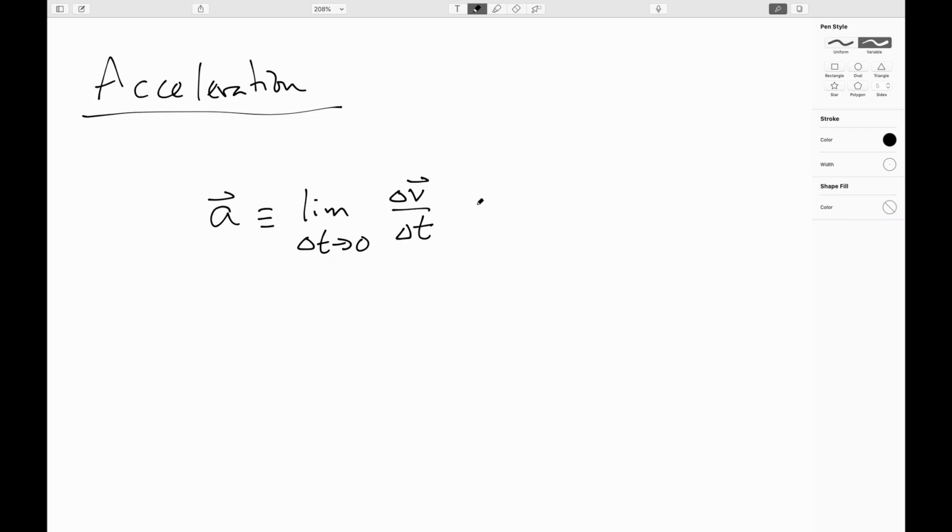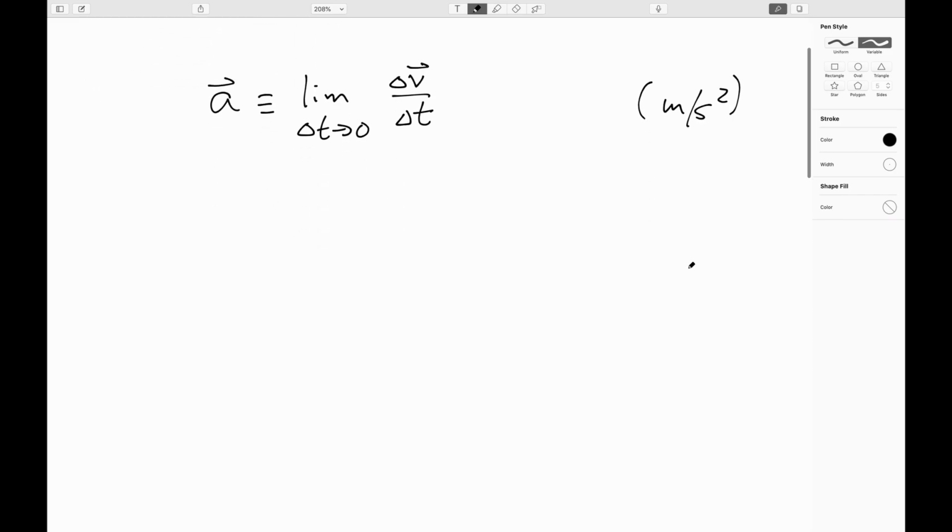So the dimension of this is going to be length per time squared. So typical units would be things like meters per second squared, for instance. So this is the time rate of change of the velocity. And the first thing to realize is that the acceleration does not necessarily point in the same direction as the velocity. So as an example here, let's first start by thinking about a car that is speeding up.